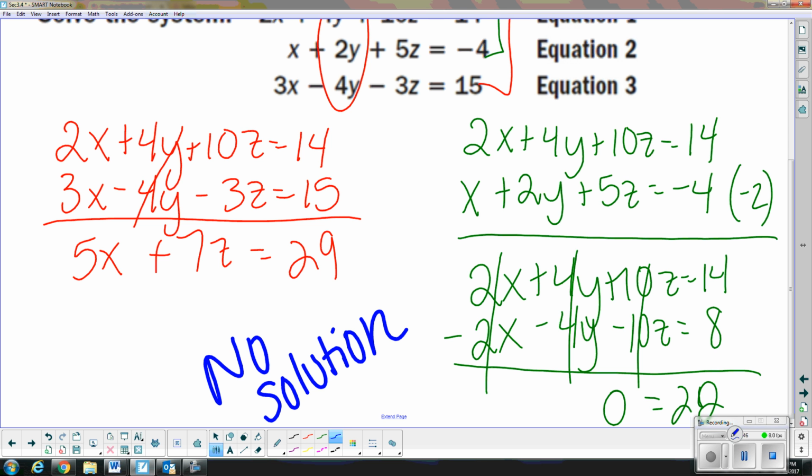Okay, if ever you get a false statement, you don't have to get a false statement 3 times, but if ever you get a false statement, then those 2 equations have nothing in common, which means the whole system does not share one single point. So, no solution. Okay, this is part 1. We'll do part 2 on Wednesday during class.